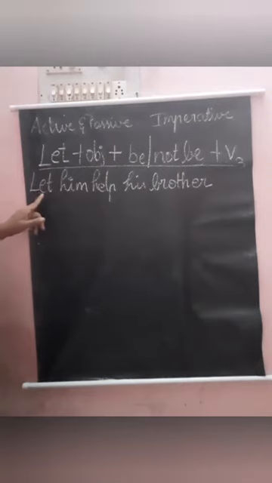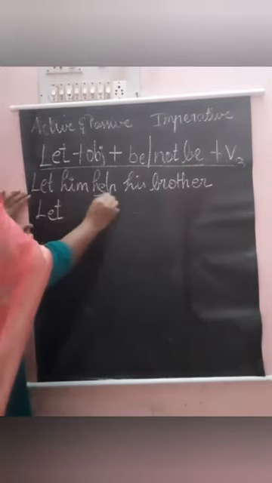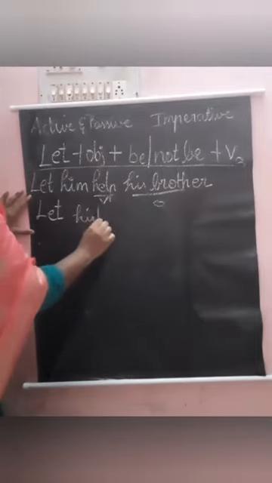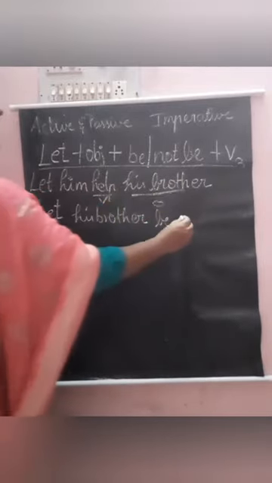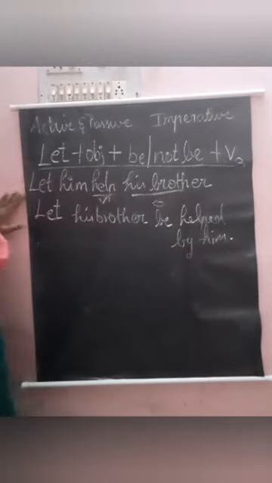Next example. Let him help his brother. Whether this is an active or passive. It's active only, though let is there. When we change, we use this let as it is. No other changes. Some exceptions are there. So let, as usual, verb and object we found. Help. His brother is the object. So let his brother be, third form of verb, helped by him. That's all. Let his brother be helped by him.